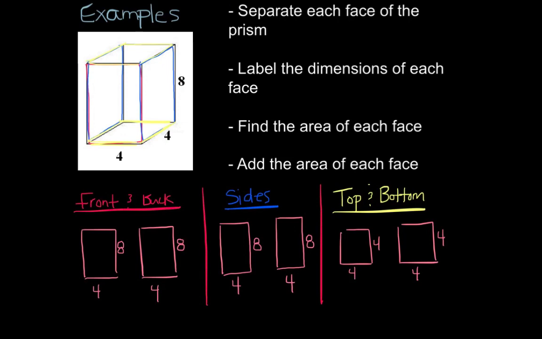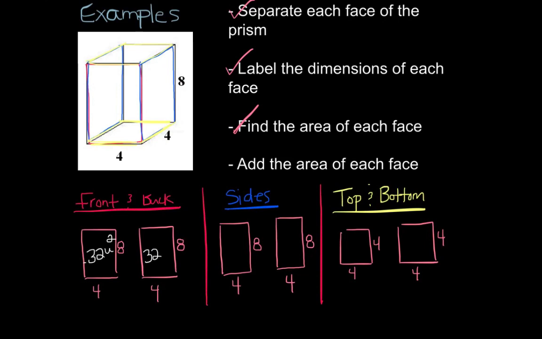So now we have separated each face from the prism, we've pulled it off, we've labeled the dimensions, which sometimes is the hardest part because it's really easy to get that confused. And next we need to find the area of each face. So let's go ahead and do that, and I'm going to be putting the area in white. These are all polygons that we're used to seeing and calculating area with. So we just need to go base times height, and that gives us the area of that figure. So 4 times 8 gives us 32 square units.